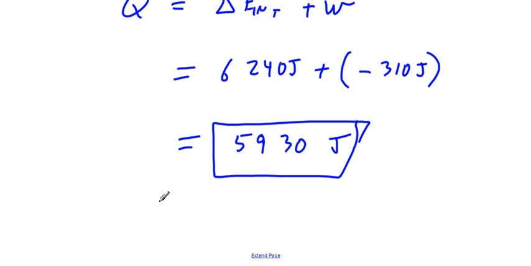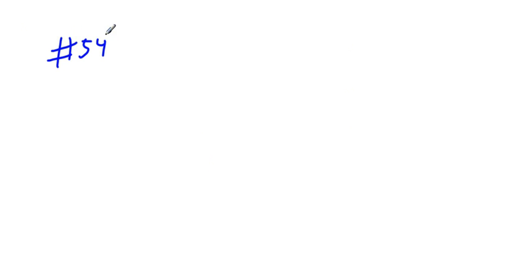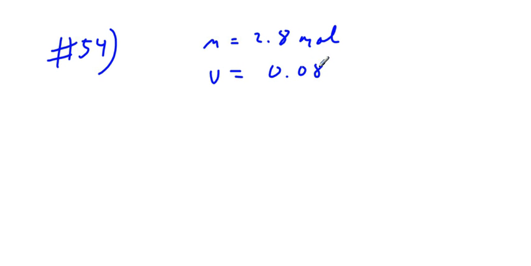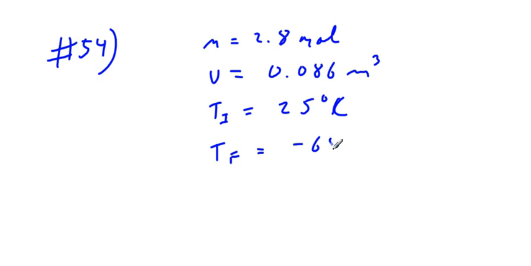Number 54. An ideal monatomic gas consists of 2.8 moles. Okay, so I got 2.8 moles, and I got a volume of 0.086 meters cubed. It expands... whatever that word is. Anyway, nice word. I don't think I'm going to try to pronounce it. The initial and final temperatures are: temperature initial, 25 degrees Celsius, and my temperature final, minus 68 degrees Celsius.